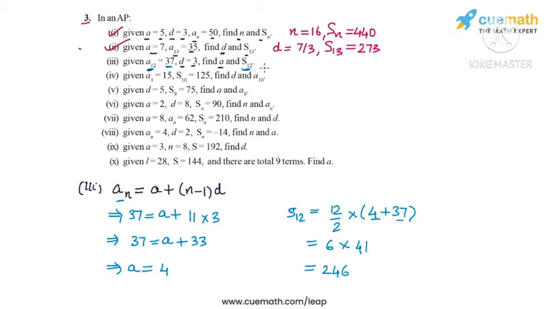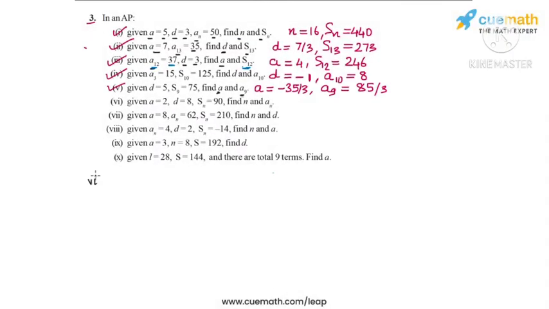So the answer in part 3 is that a, the first term, is equal to 4, and S12, the sum of the first 12 terms, is equal to 246. So that completes part 3. Now let's do part 4.